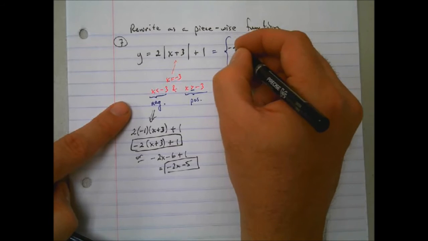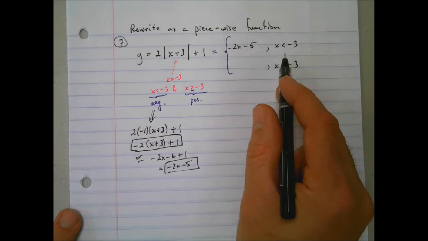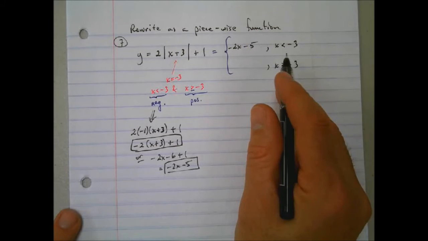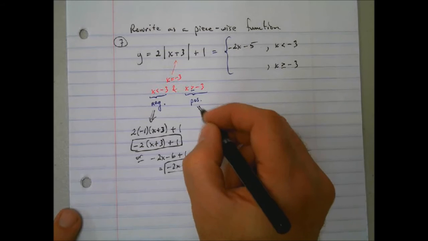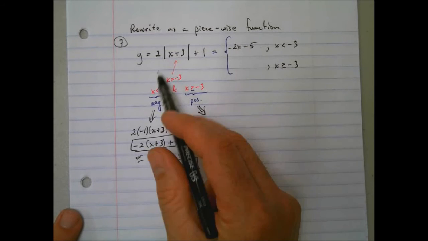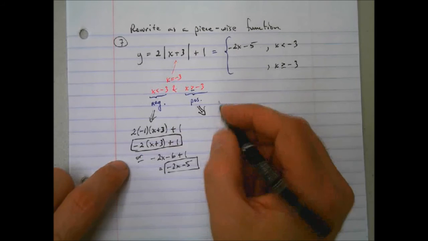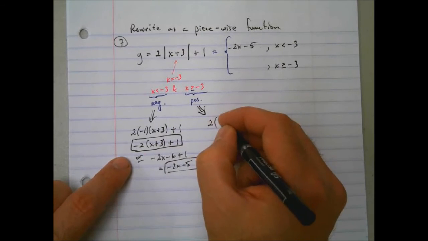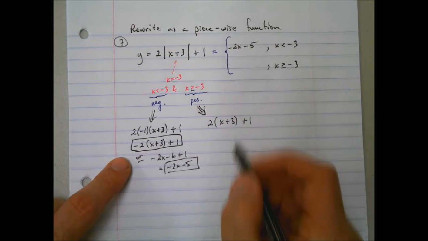So -2x minus 5 goes with the x is less than -3. And so now the positive rule, well, when the inside is positive, we just drop the absolute value bars. So we have 2 times the quantity, x plus 3 plus 1. That's a possible way.